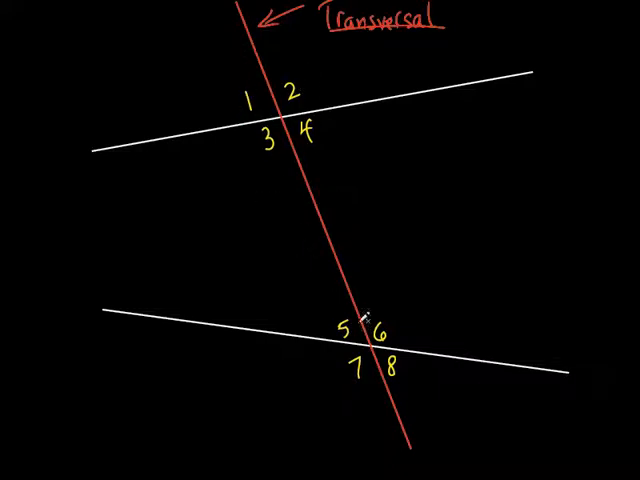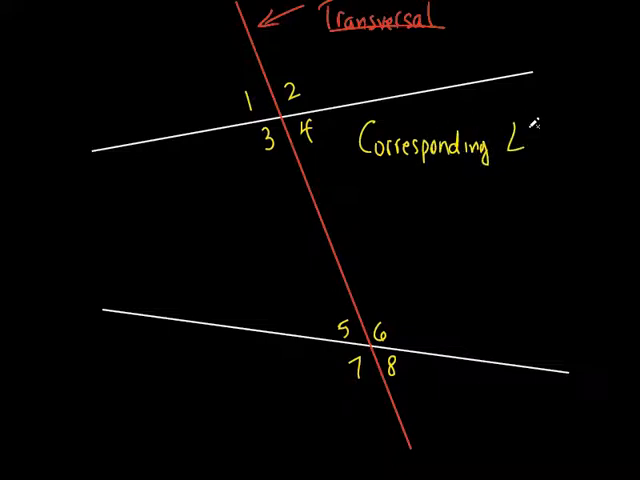What about 2? What's in the same spot down here with 2? 6 is. What about 3? 7. What about 4? 8. You see that? Well, we give a name for the relationship between these angles. They all have relationships, and we call these things corresponding angles.